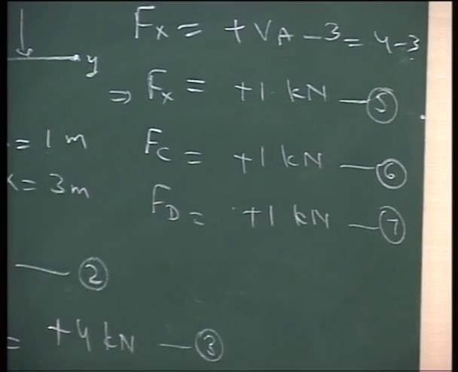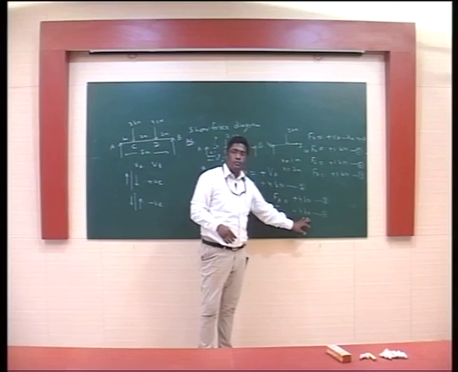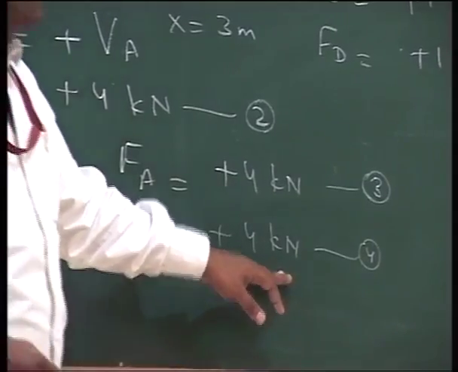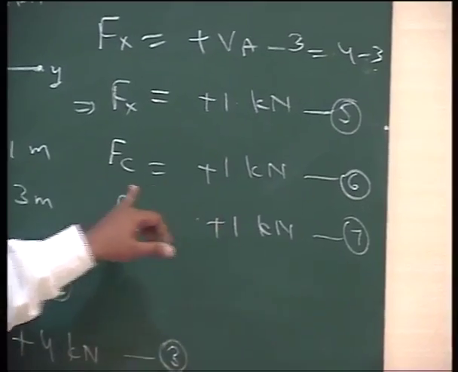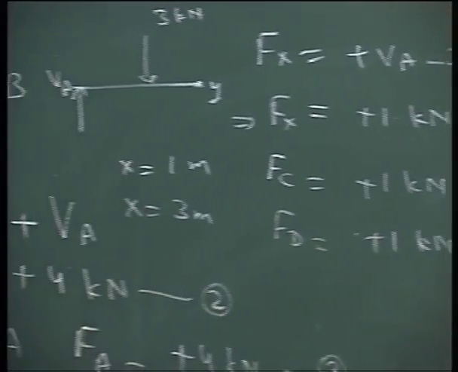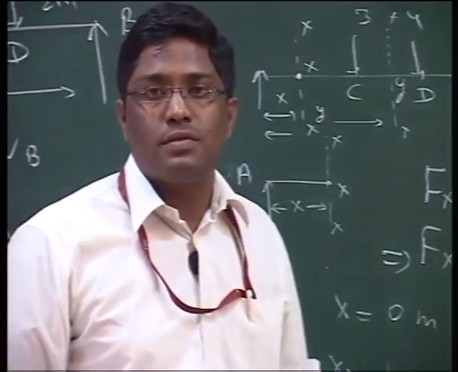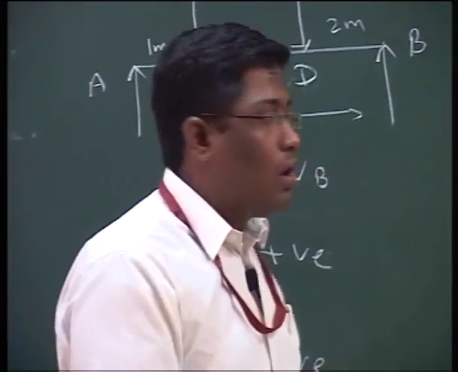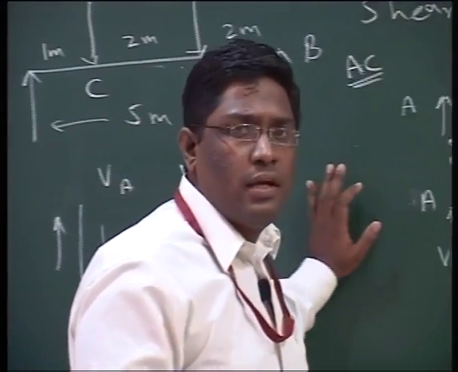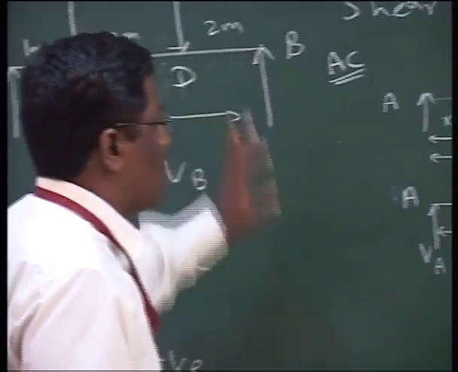Now, there is a problem. The problem is that equation 4 gives you FC is equal to plus 4 kilonewton, whereas equation 6 gives you FC is equal to plus 1 kilonewton. These two terms are same. So, how is it possible that FC can have two values? Exactly. The issue is either it is wrong or there is something else which we are leaving. Obviously, it is not wrong. So, then what exactly the problem is?